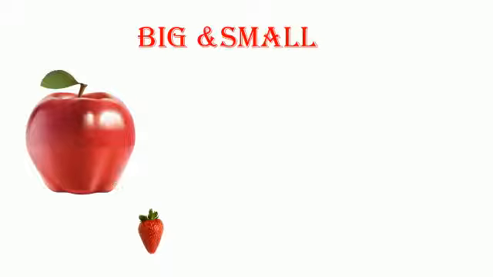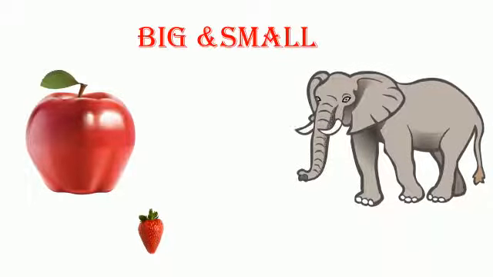I have pictures of two animals. One is elephant and one is ant. Can you see which one is big and which one is small? Yes, your guess was correct. An elephant is big and an ant is small. Correct.